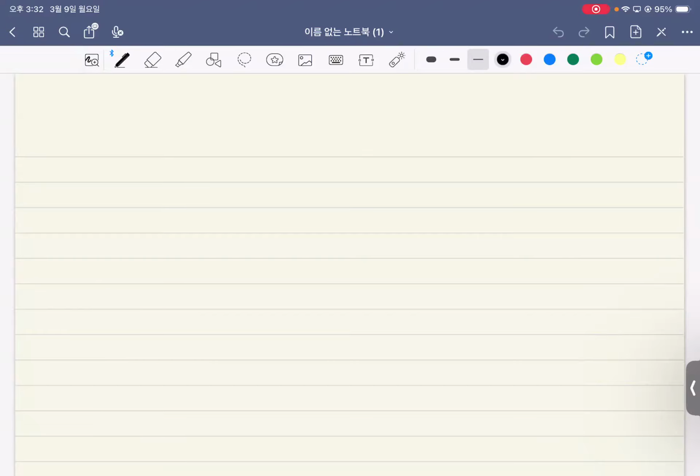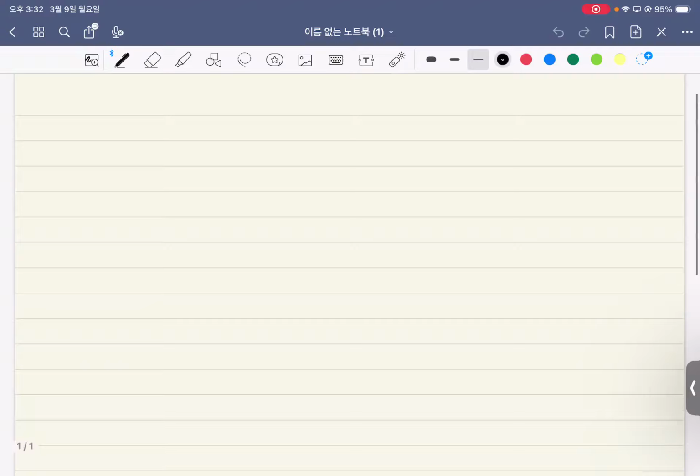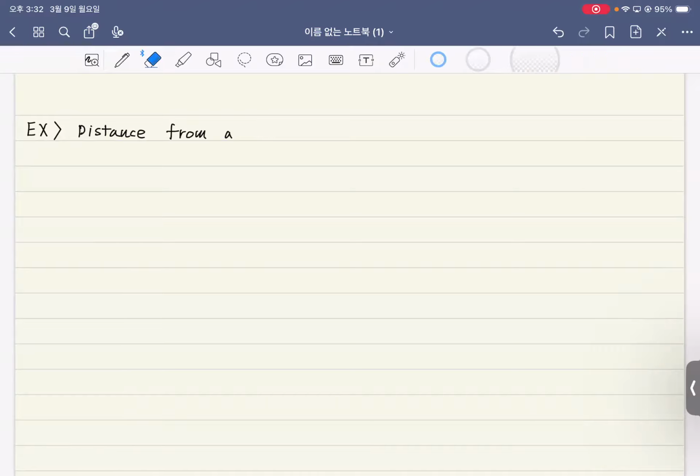Okay, and today, using this, we're going to study just a little bit of applications. Distance from a point to a plane.